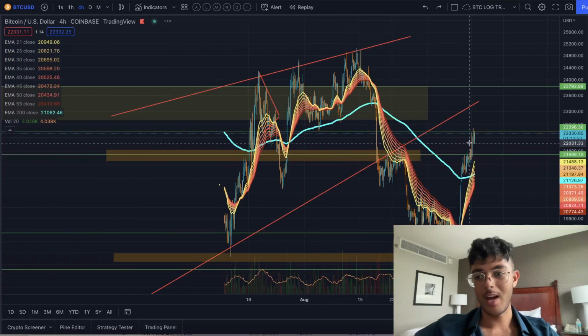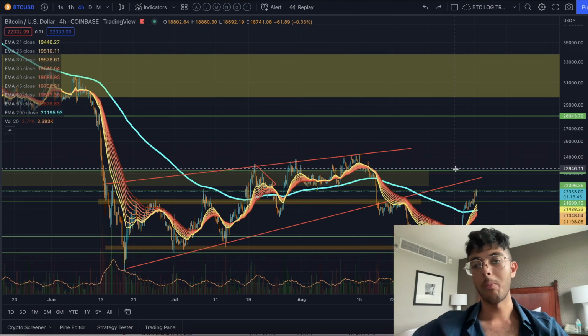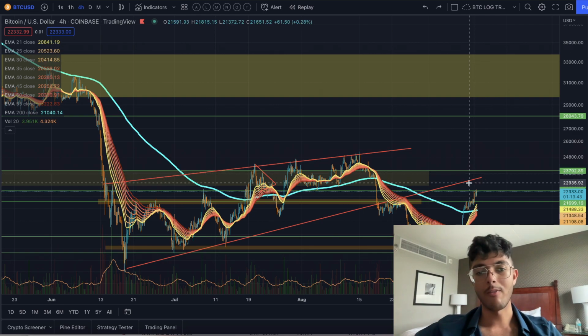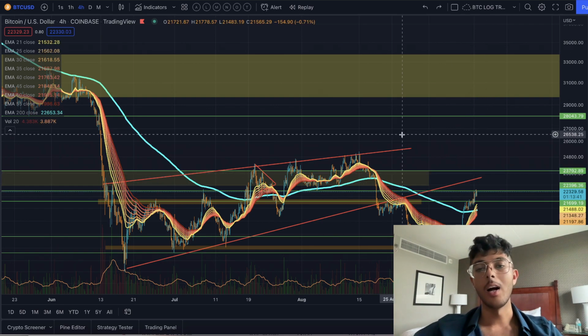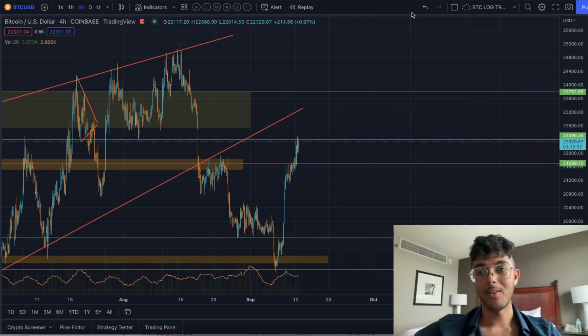Next resistance levels are going to be towards the top end of the 22k range. 24 is also an important area, but I mean it this time. I'm not going to talk about it now. I am going to save that for the very next video.